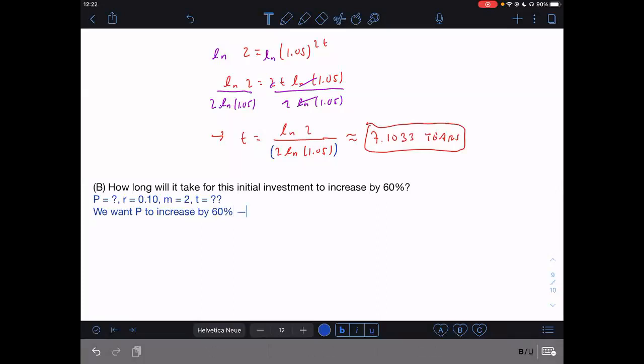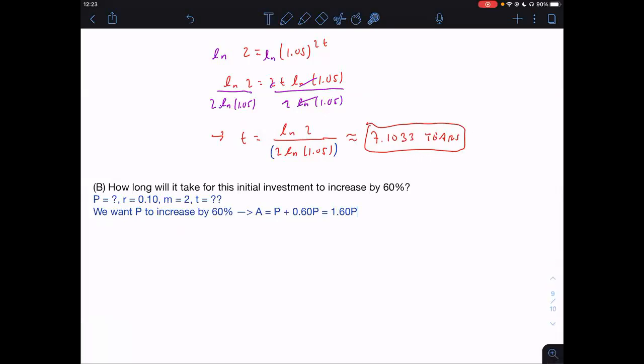Well, how do we do this? Well, this means that we want the future amount to be equal to the initial investment plus 60% of its initial worth. Meaning we're going to take A equal to P plus 0.60 times P, which gives us 1.60 P. Right? Combining like terms, adding the coefficients, 1 plus 0.60 gives us 1.60. Okay, so the future amount should be worth 1.6 times the initial investment.